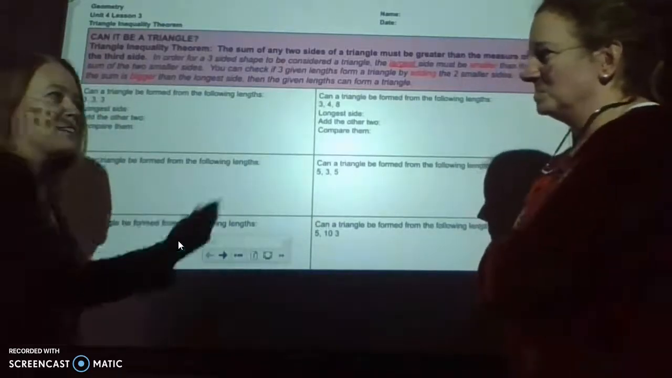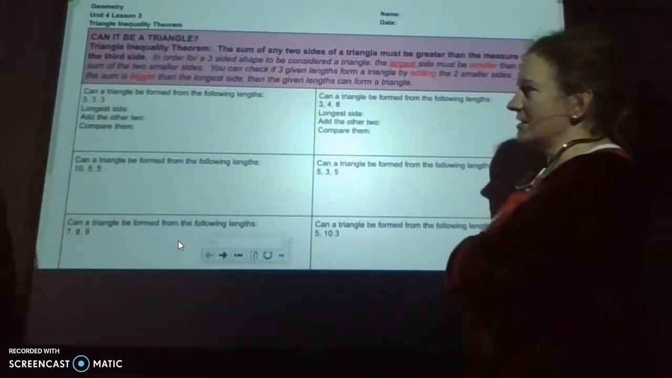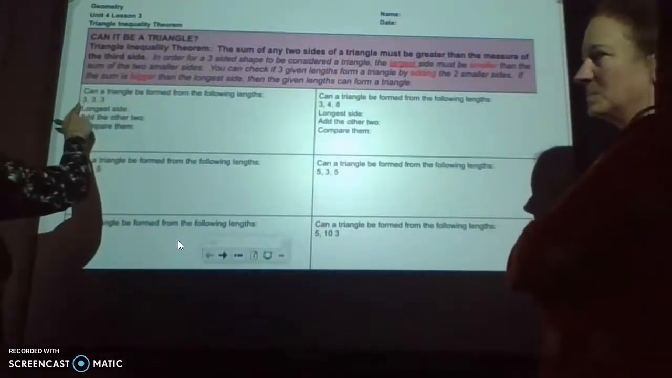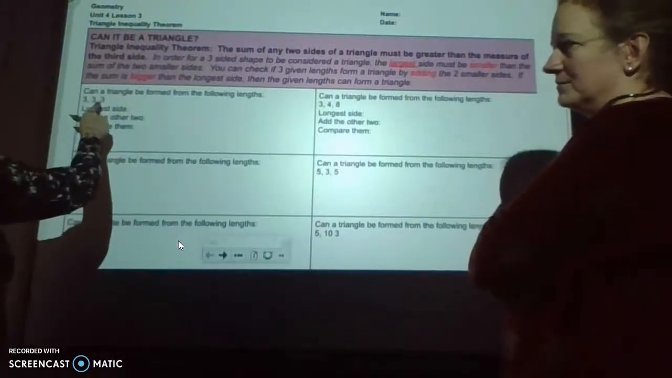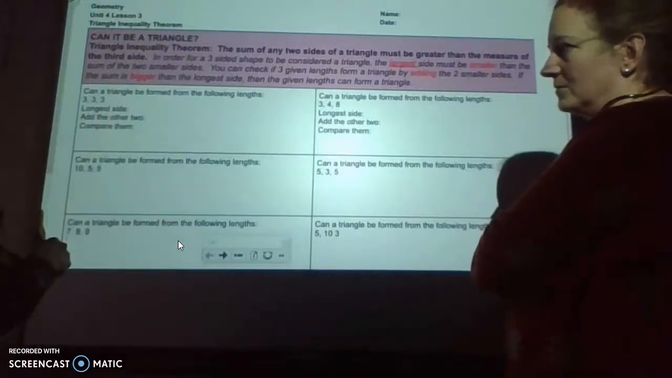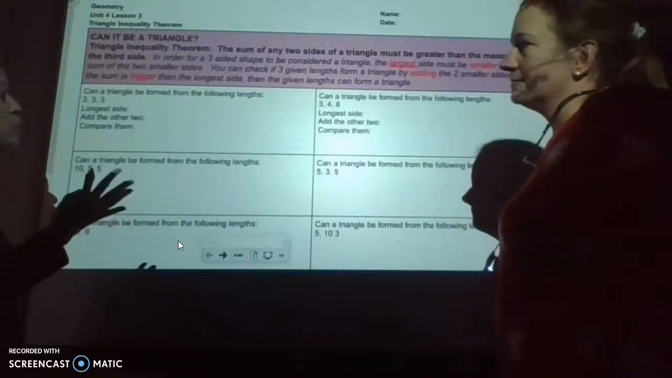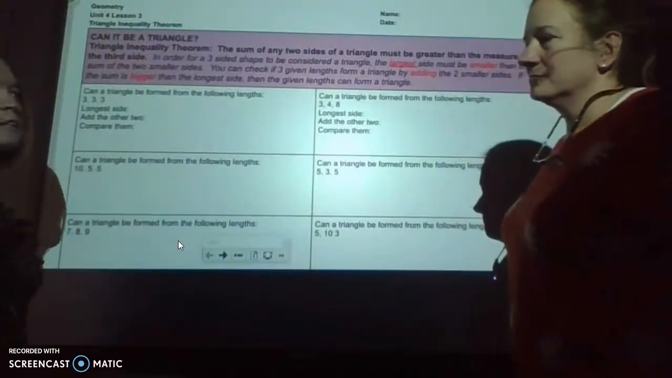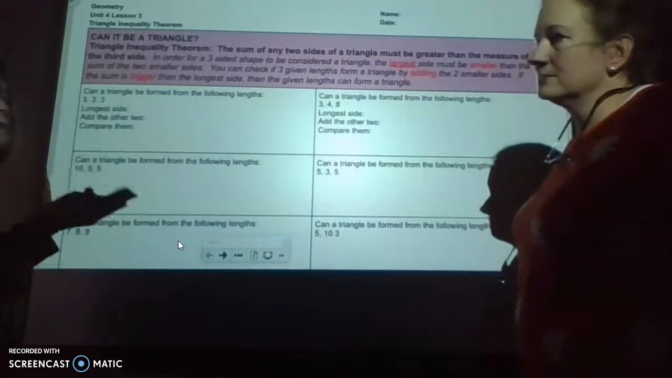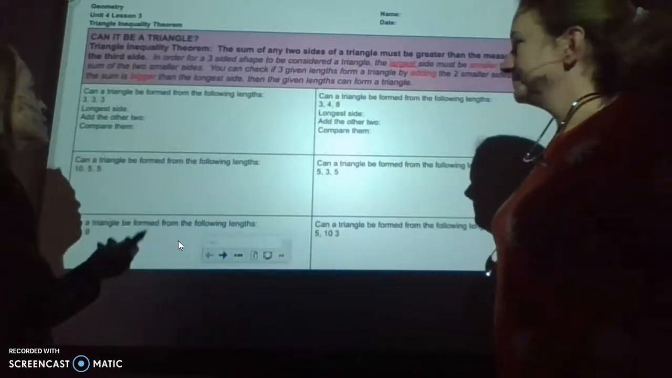Okay. So this triangle has three sides. Every triangle has three sides, right? Yes. This triangle has a side of length 3, another side of length 3, and another side of length 3, equilateral. What we need to do here is decide, can a triangle be formed from those lengths? Sometimes that's a yes, sometimes it's a no. Sometimes those lengths will not form a triangle, and sometimes they will.